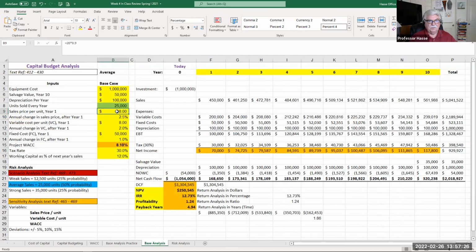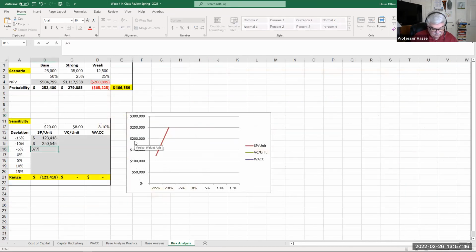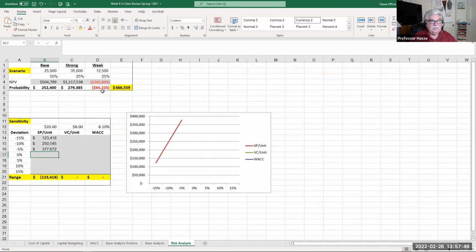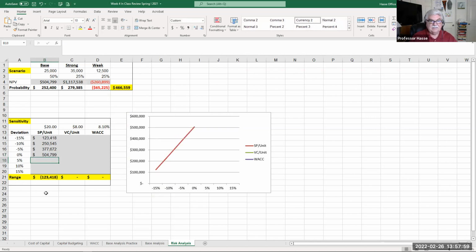A 5% reduction in selling price. Let's go back to our spreadsheet. And that would be $20 times 0.95, which is a 5% reduction in selling price. And our NPV goes to $377,672. Naturally, a zero change in the selling price would be the same NPV of our original analysis, which is $504,799. And as you can see, my chart is changing.